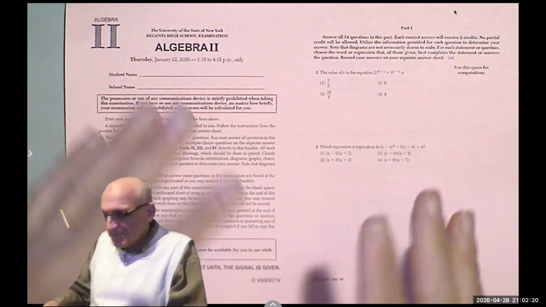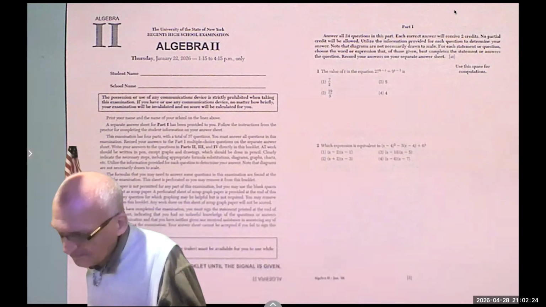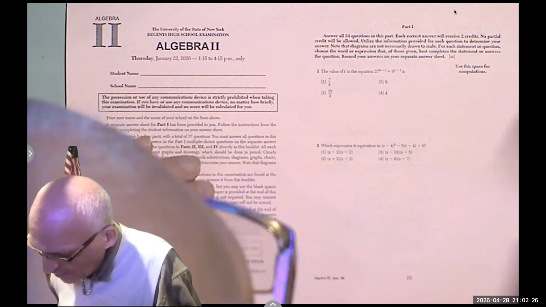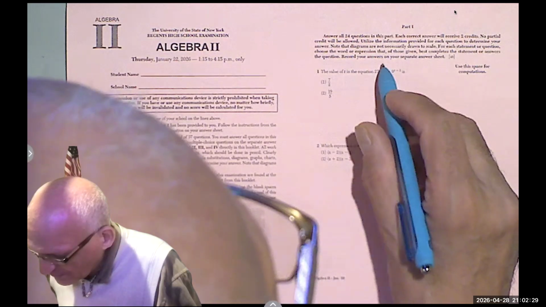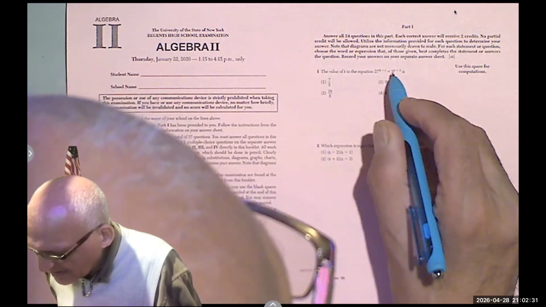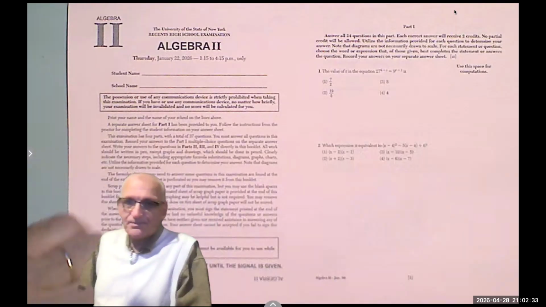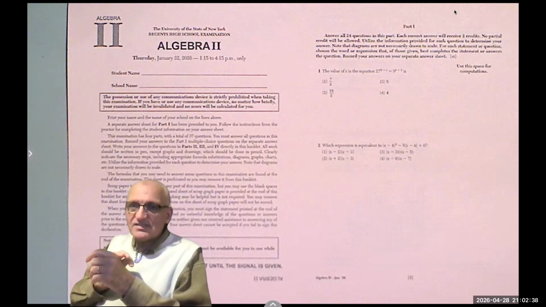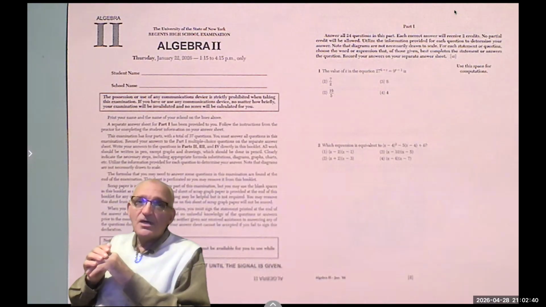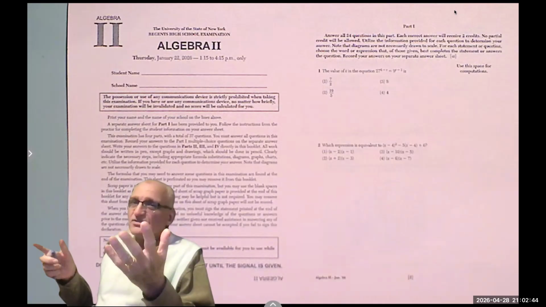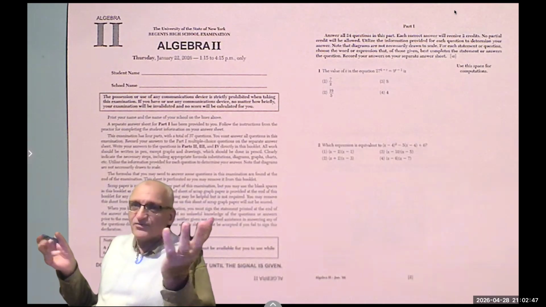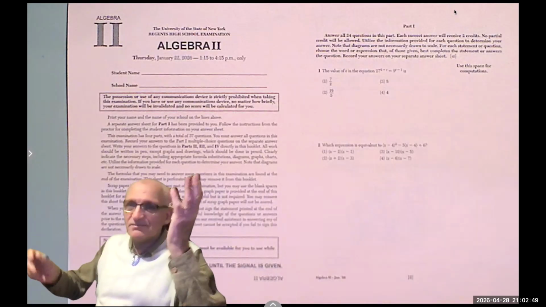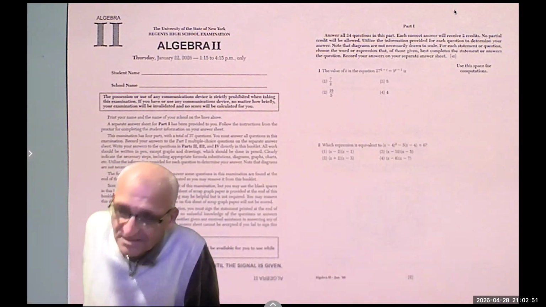Let's look, for example, at the first problem. The first problem said: the value of t in the equation 27 to the power of 6 minus t equals 9 to the power of t minus 1. The first thing you should see is that 9 and 27 are all powers of 3. If not, the problem probably would take forever. I mean, you may use log and try to find a way, and it's not that easy.